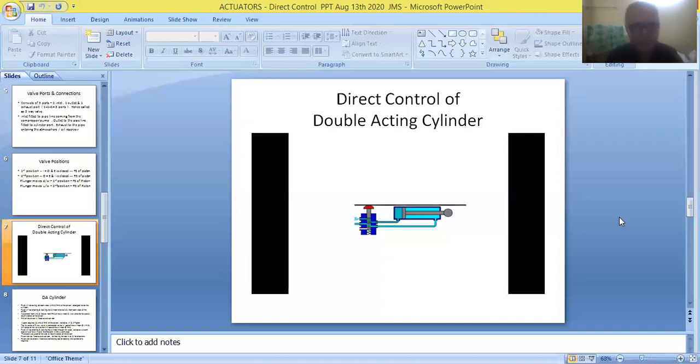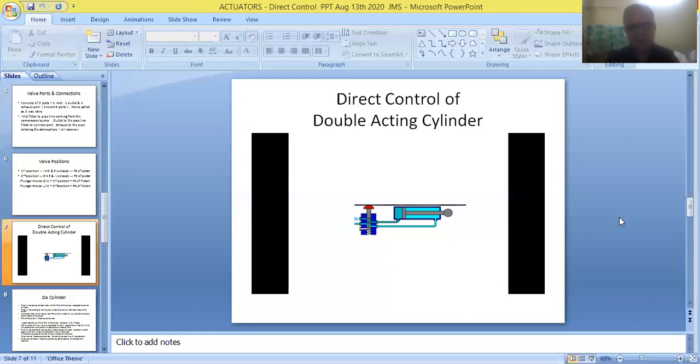And friends, similarly, if the valve comes to second position, inlet will be in contact with the second outlet, and first outlet will be in contact with the first exhaust, and second exhaust will come to closed position. Because of this position, fluid will be entering from the right hand side of the piston and it will be leaving from the left hand side of the piston. That is used for performing the return stroke of the piston.